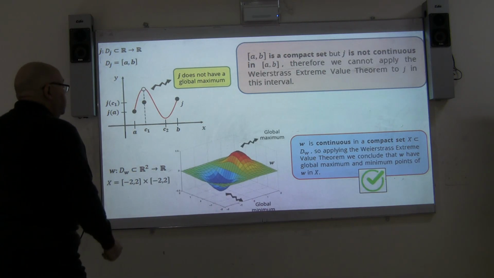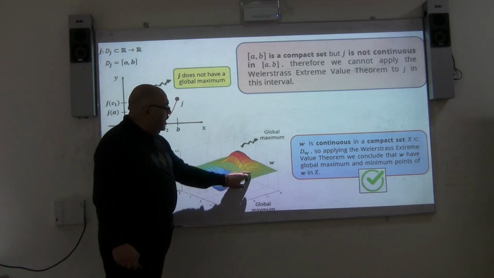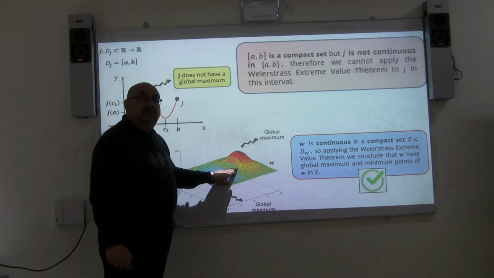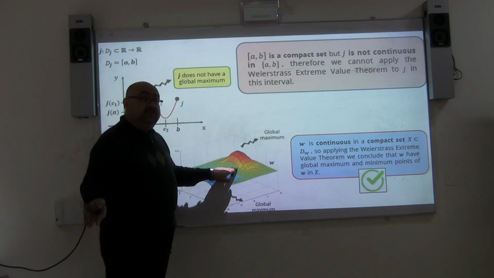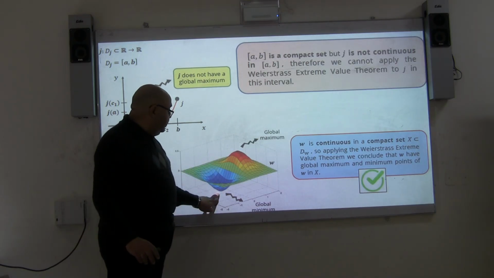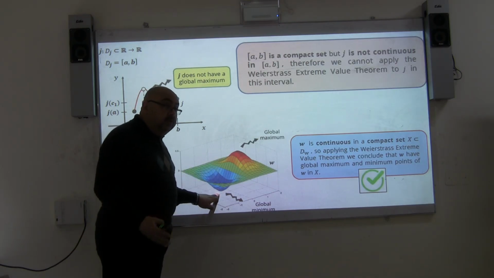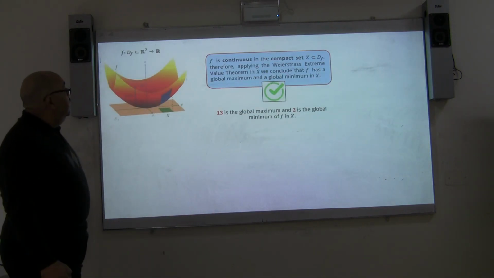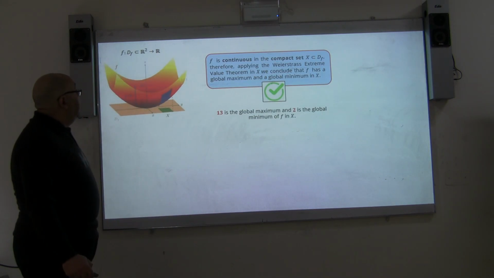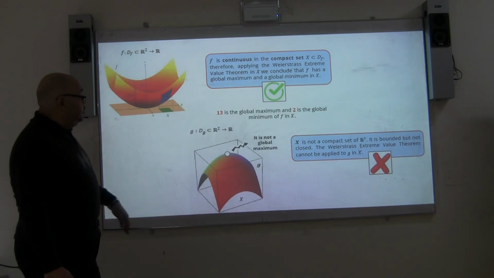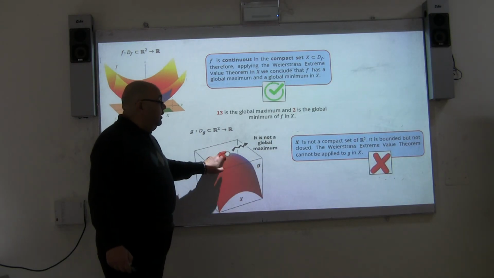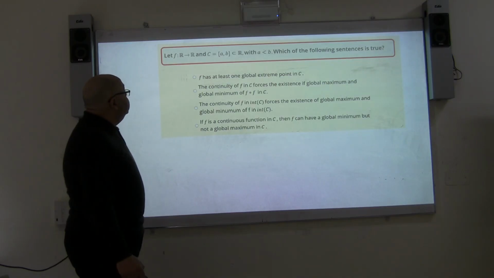Okay, that's a function in two variables. As you can see, the domain is compact, which means bounded and closed, so I have a maximum and a minimum point. Are you with me? And of course it's a continuous function, so I know it has a local maximum. This one is not continuous, so I can't apply Weierstrass theory.